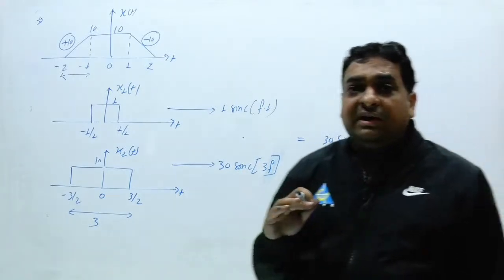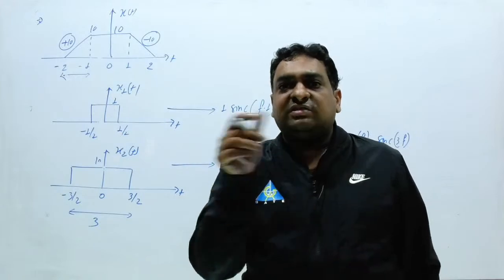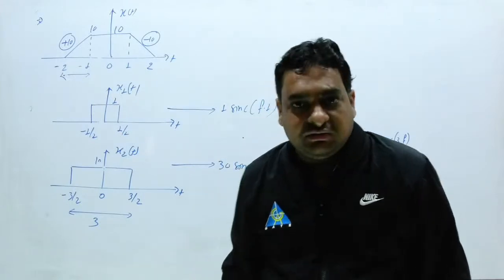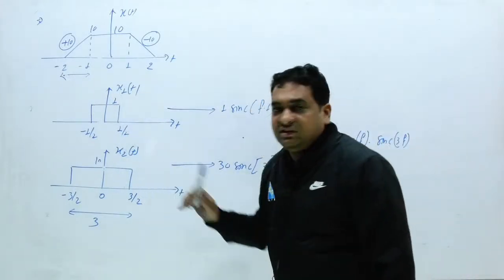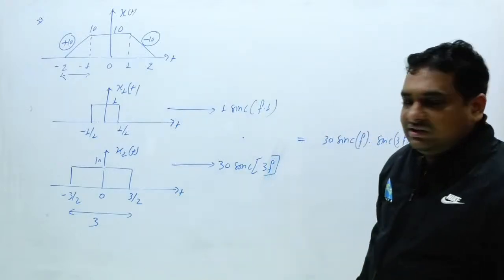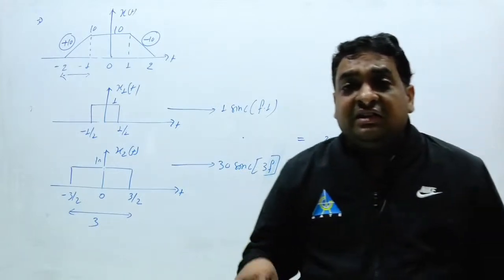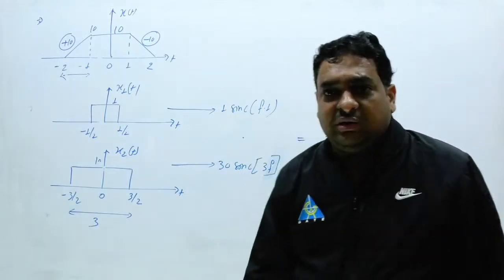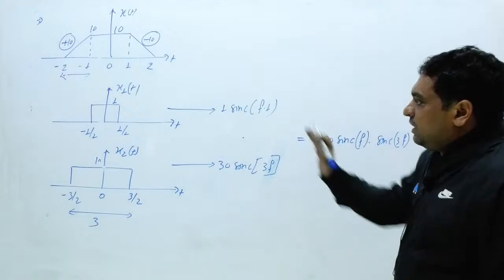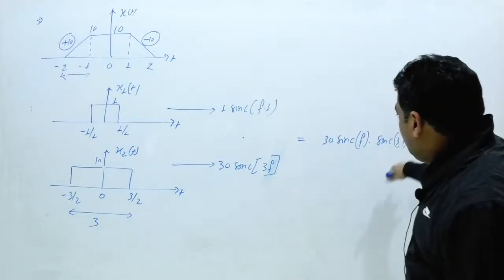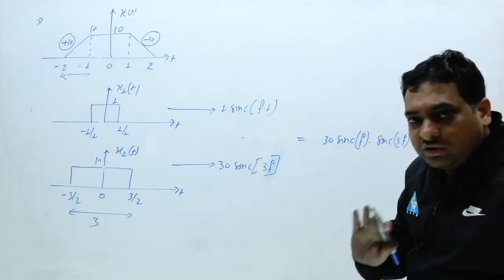So here you are not getting sinc square because the two pulse widths are different, so here you get two different sincs. Now you can convert sinc into sine and sine. So according to the options, you can apply trigonometric identities here. Getting this thing? Can we solve this?